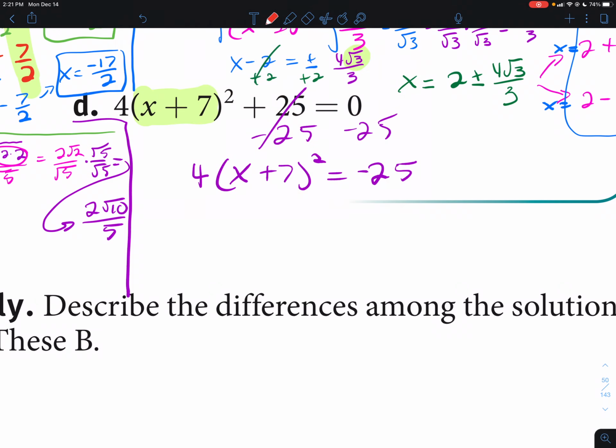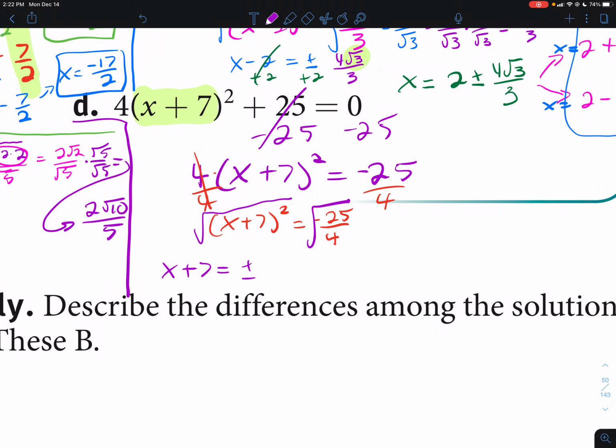I need to cancel out the 4, so I will divide. And that leaves me with x plus 7 squared equals negative 25 over 4. Cancel out the square by taking the square root of both sides. So I have x plus 7 equals plus or minus. Okay, now let's look at this guy. We've got the square root of negative 25 over the square root of 4. Well, the square root of 4 is 2.